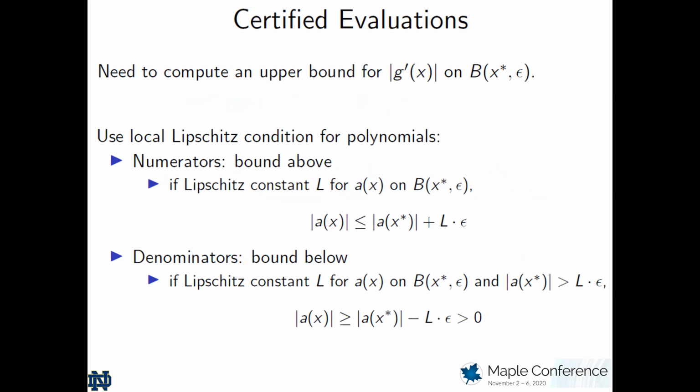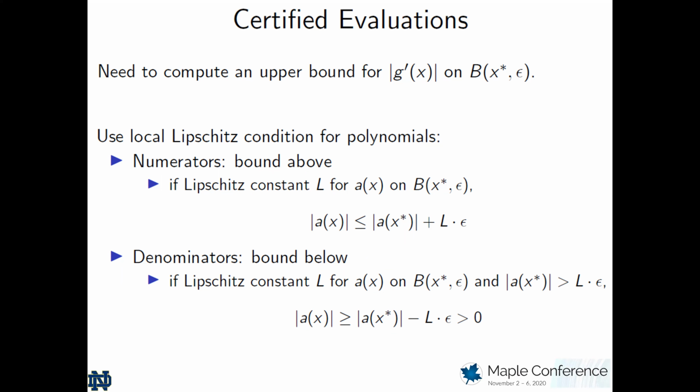So for all of the numerators, we want to bound above. Because these are Lipschitz continuous and thus Holder continuous, we can bound on any fixed domain. So here's our compact domain, the ball at x star of radius epsilon. So then we know that the absolute value of a of x is bounded by a of x star plus the local Lipschitz constant times the radius epsilon. So we can bound the numerators from above.